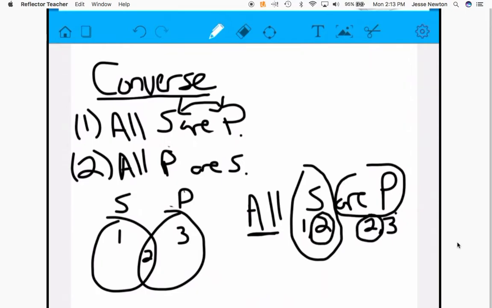So if all S are a part of P, where would they not exist? Well, they don't exist in 3, but like I said, we don't care about 3 because S by definition is 1 or 2. So we're not going to worry about 3. We don't have to shade that in because it would be pointless to say they don't exist in some place they can't possibly exist.